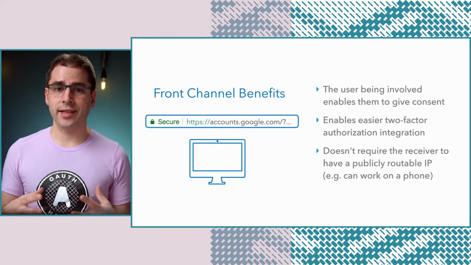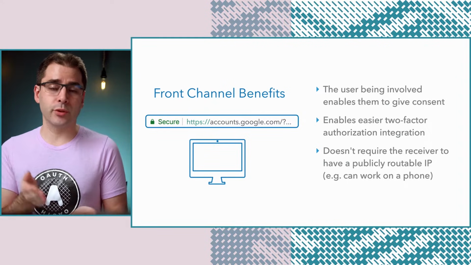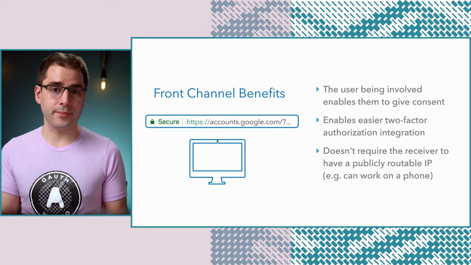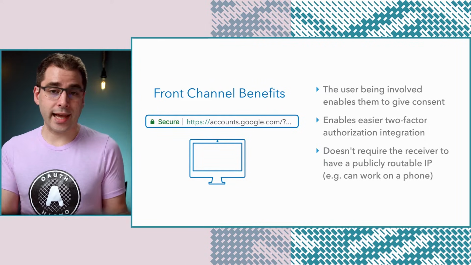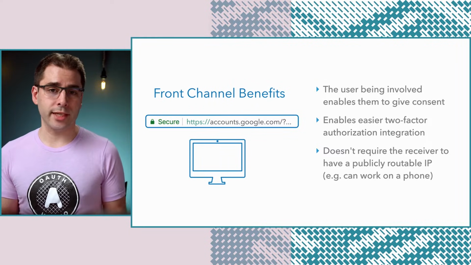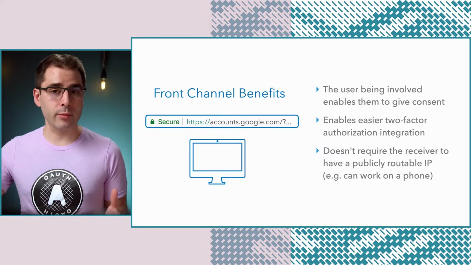Well, it turns out that it actually is a very critical part of the flow, which is it's how we make sure the user was involved in the flow and gave their consent and actually logged in. It's also how we, of course, can add two-factor auth into the mix. And another important aspect is it means that the receiver doesn't actually need a publicly routable IP address, as in it can work on a phone or in a single-page app that doesn't have a remote endpoint that can be pushed into.